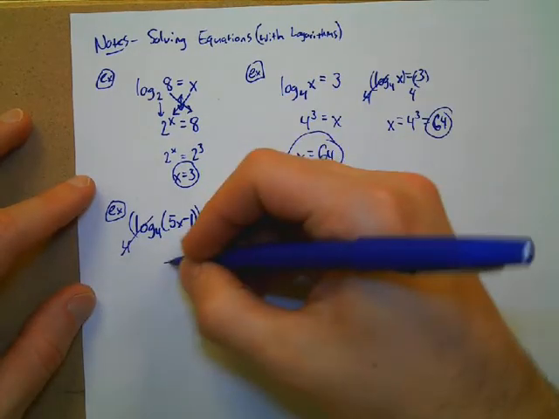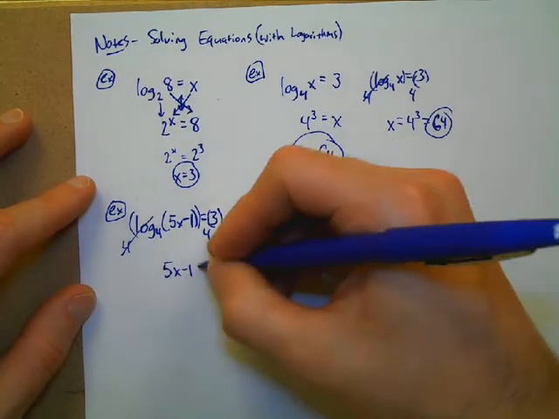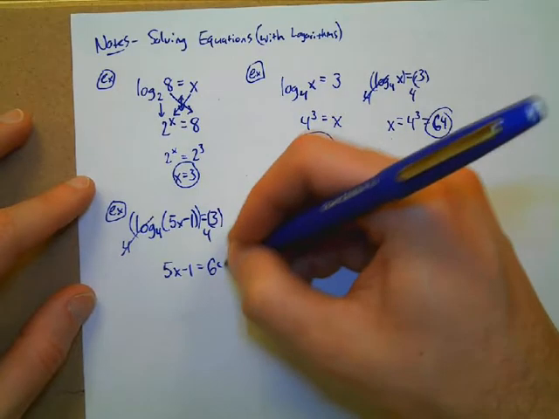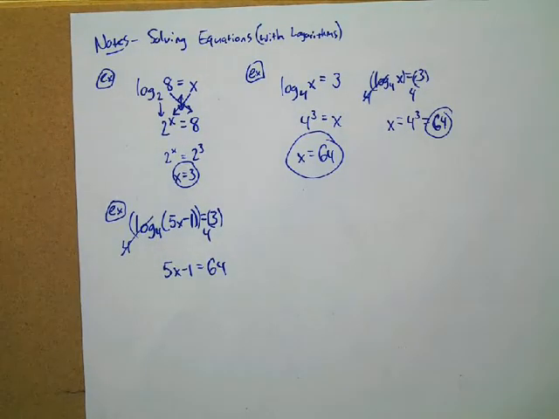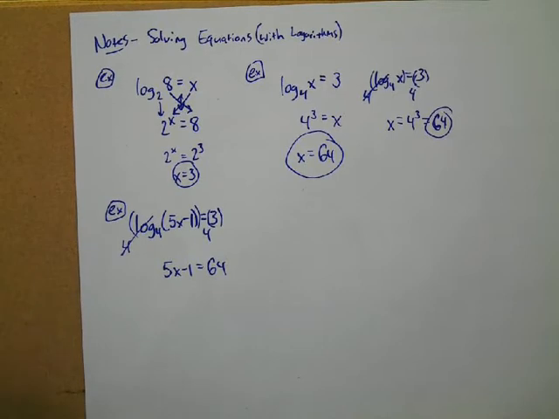Okay, so that's really it. There's like one little step there that we had to do. And now we've gotten rid of the logarithm, we can solve this. Add 1 to both sides, we get 5x equals 65. Divide both sides by 5, we get x is 13.